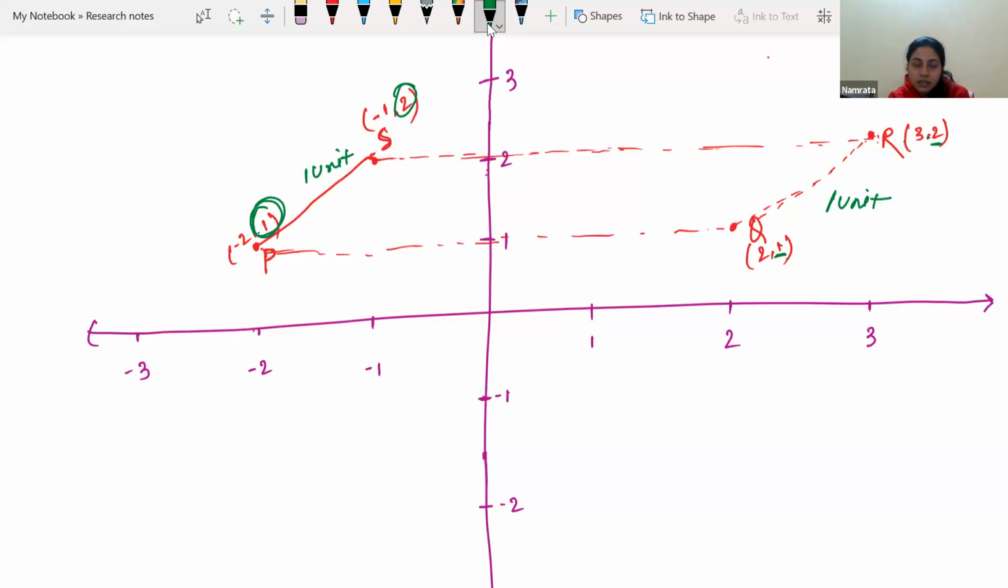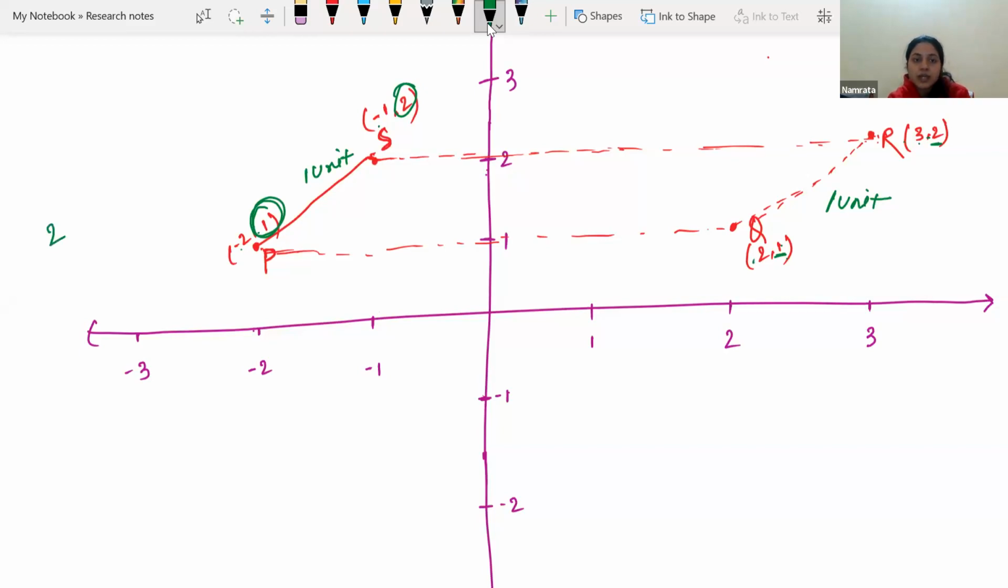Let's see the other opposite sides, that is SR and PQ. So here we are going from minus 2 to 2. And here we are going from minus 1 to 3. Wait, is it so?